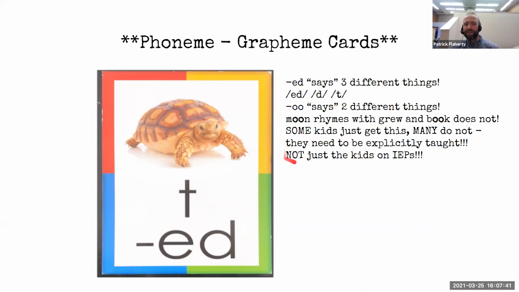And this is my 2 cents here, and I think I've made it very clear. Some kids just don't get it. Some kids do get it, but many don't. And it's not just about the kids that are on IEPs. All kids really need this. Maybe some of them got it naturally, but I think teaching them this structure is so important, and it will help them build their literacy.